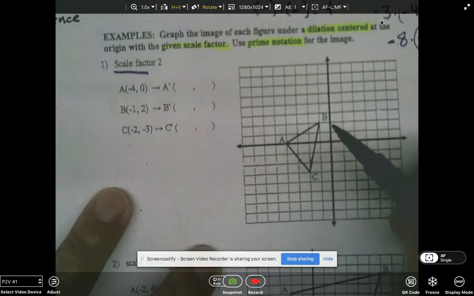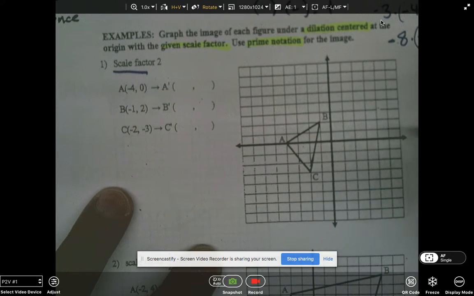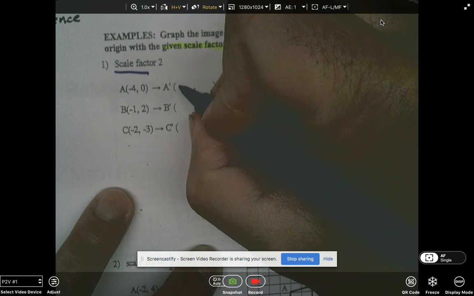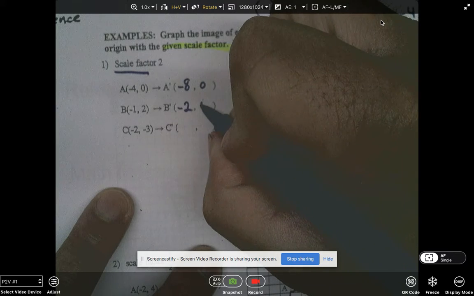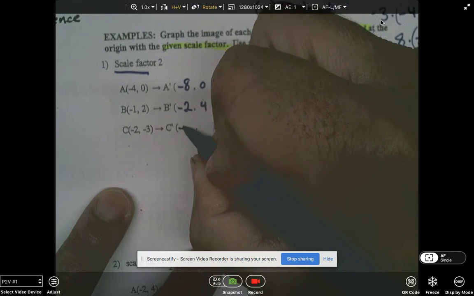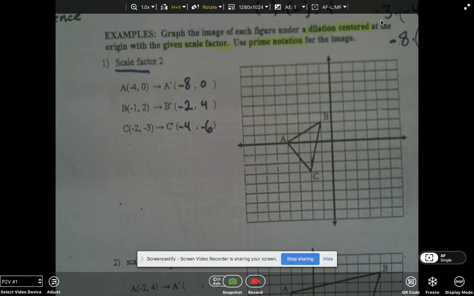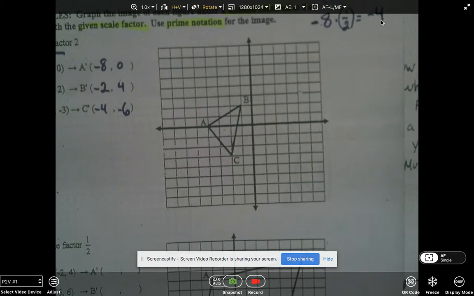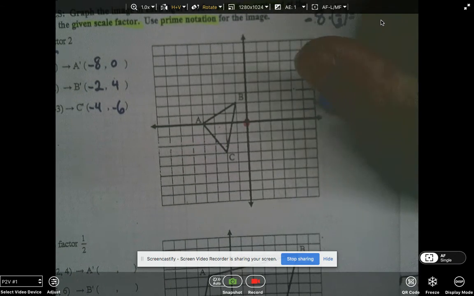So the first one is similar to math mashup, just a scale factor of 2. So we're going to take these points A, B, C, and just multiply everything by 2. Can someone multiply all these coordinates for me by 2? Yep, so you get negative 8, 0, negative 2, 4, and this would be negative 4, negative 6. So then on the other side here, now I can graph those, making sure I label them. When we graph, where do we always start on the graph here? Yeah, the origin.